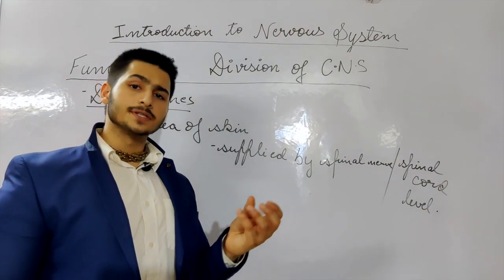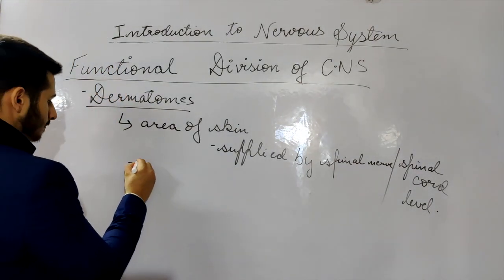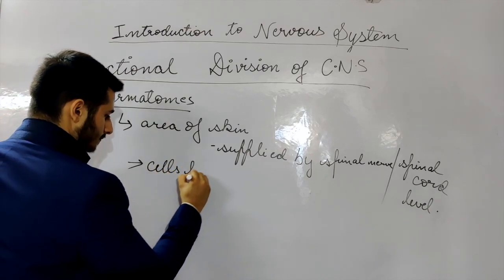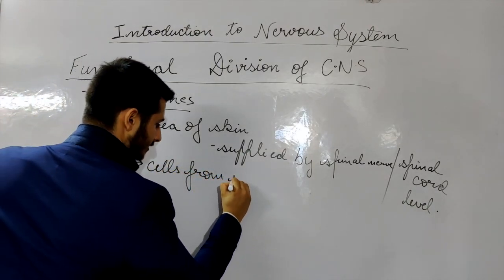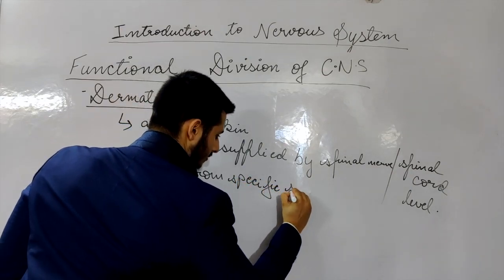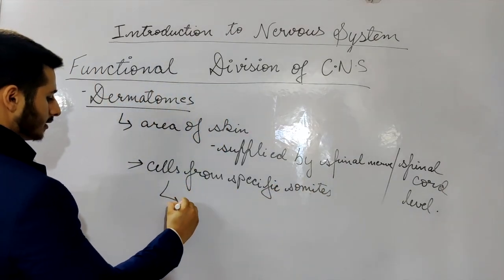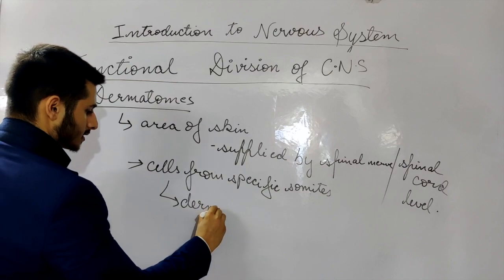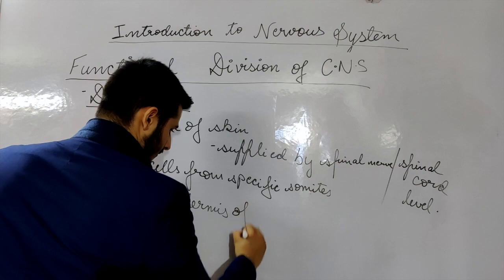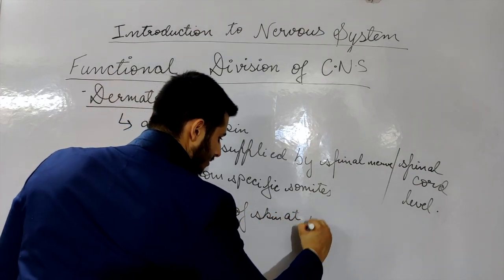Cells from specific somites develop into the dermis of the skin at very precise locations.